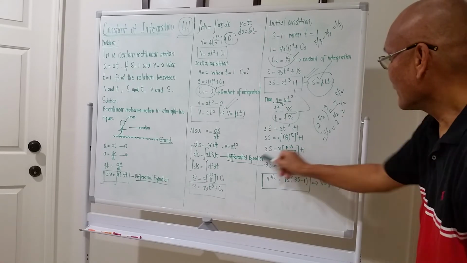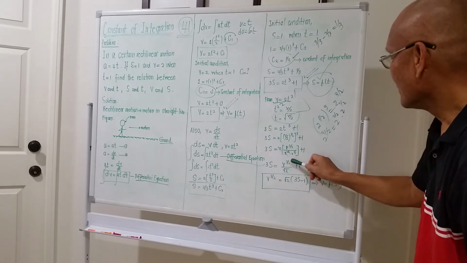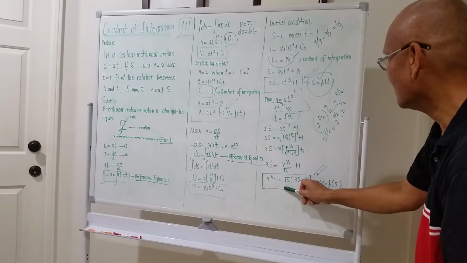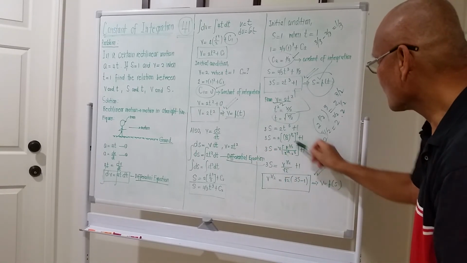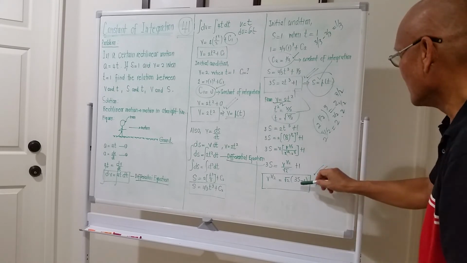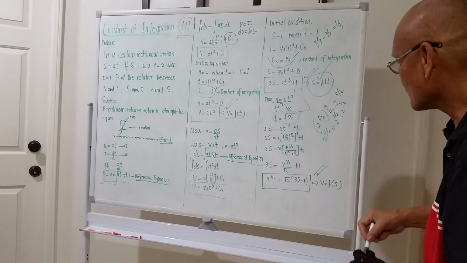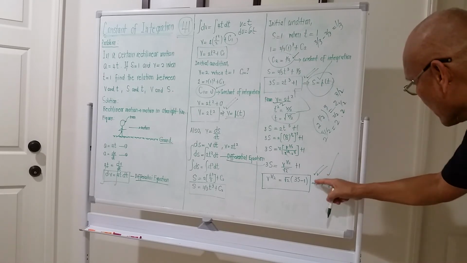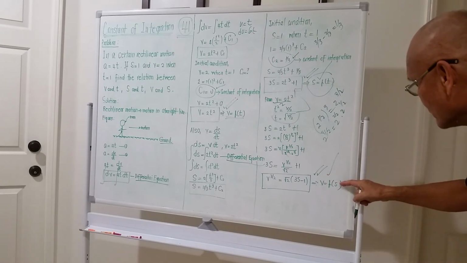Or multiply all terms by square root of 2. v to the 3/2, we rearrange, will be square root of 2 times the quantity 3s minus 1. We transpose this to the left, then we rearrange. So this is now the required relation of velocity in terms of distance.